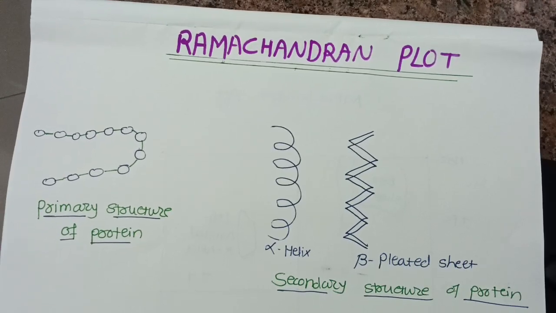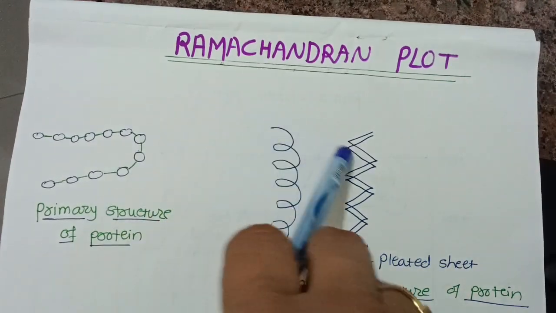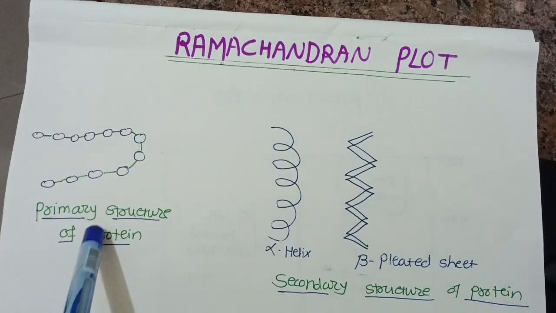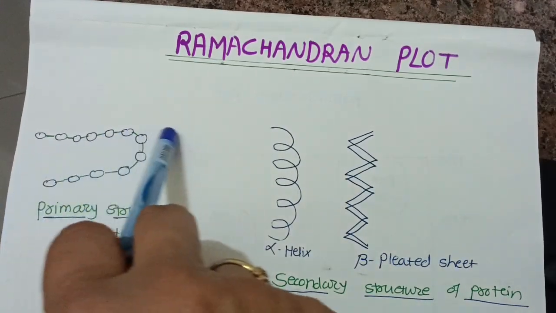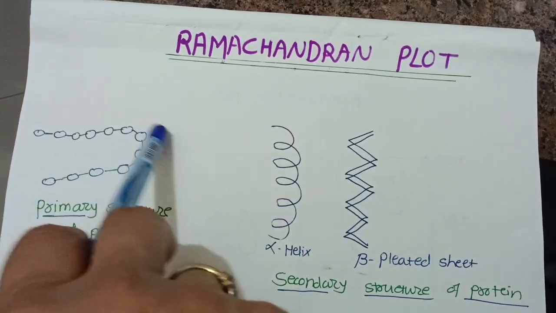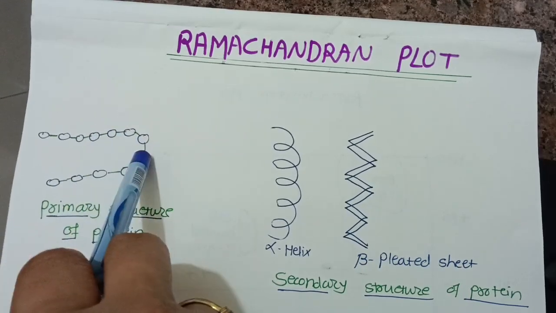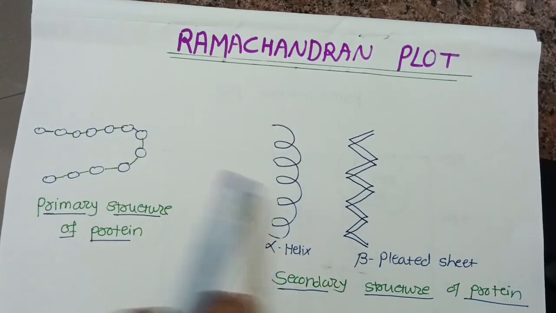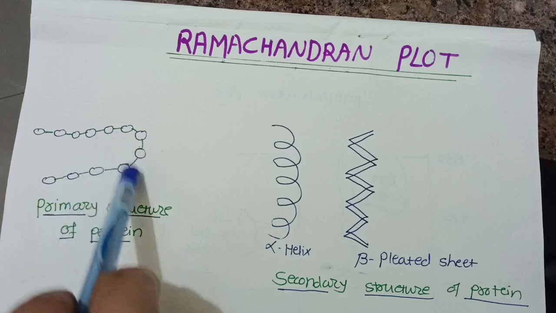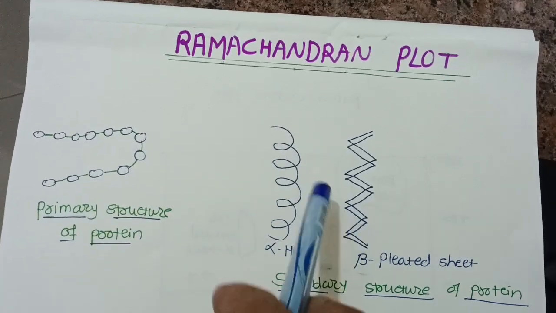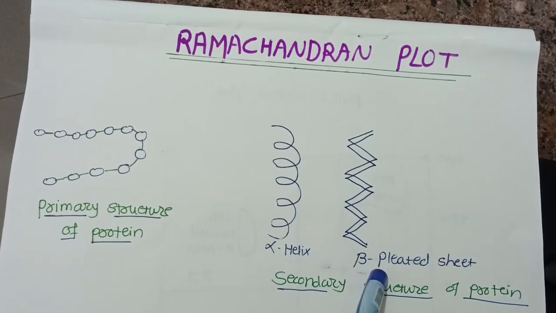This is a quick revision video on the Ramachandran plot. We know the primary structure of the protein. It is a string of amino acids where all amino acids are joined to each other by the peptide bond. To make the secondary structure from the primary structure, this primary structure has to undergo folding. Common examples are alpha helix and beta pleated sheet.